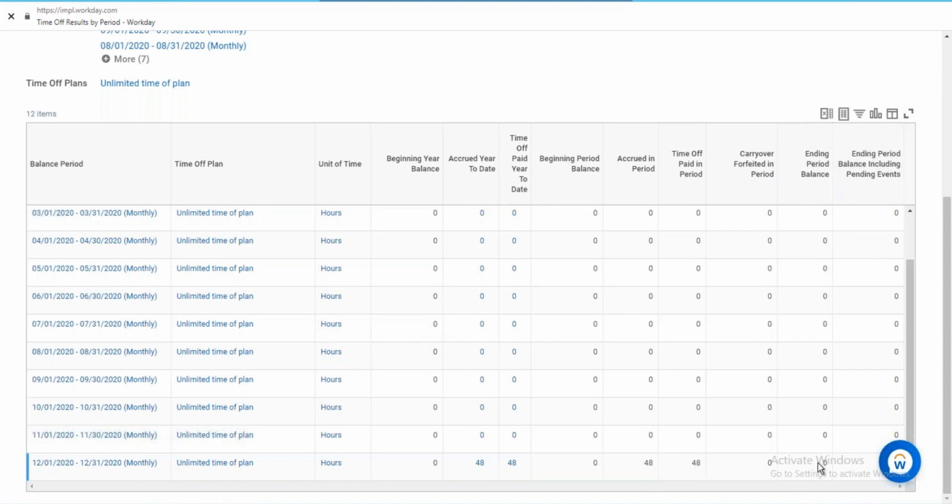Okay. What is the ending period balance? By the end of the day, 48 minus 48, 0. Again 0. Okay. It is an unlimited time off plan, ma'am. Whatever you want to take, it becomes accrual and it gets deducted.